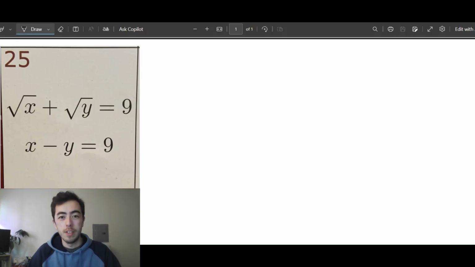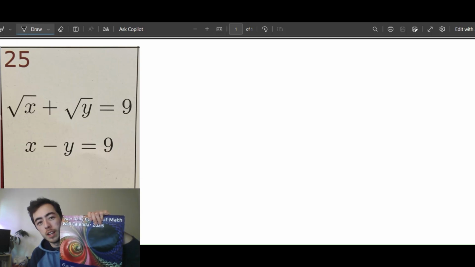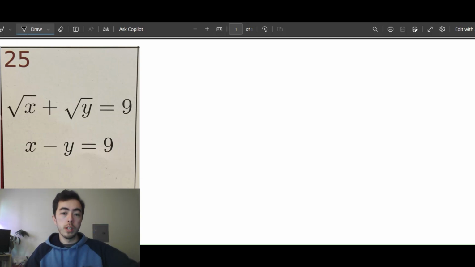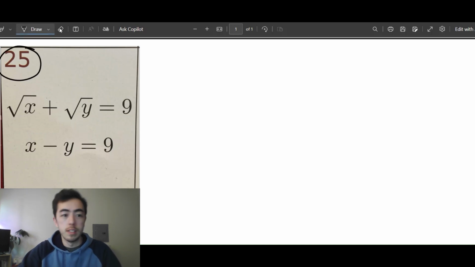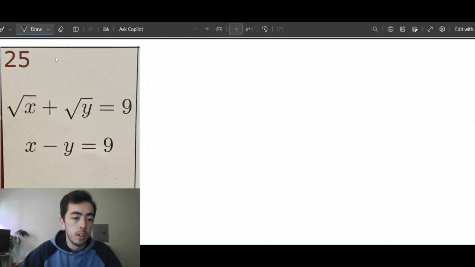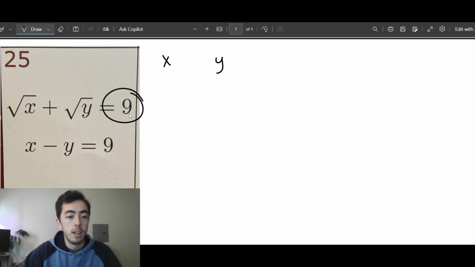It's May 25th, and we're solving problem number 145 from the Daily Epsilon calendar. We need to show why x is 25 today, because that's today's date. So it looks like I have two variables, x and y. When I square root them both and then add those values together, I get 9. And when I take the difference of the values, I still get 9.